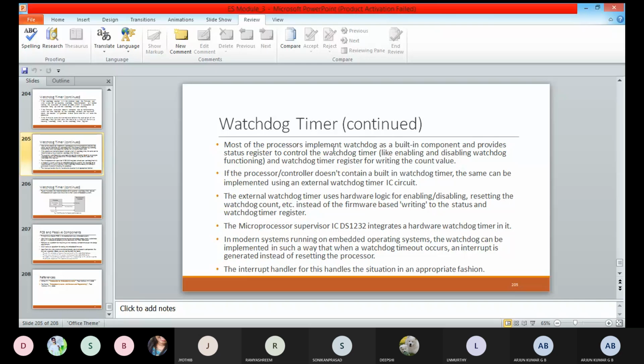And then we can see this one, the block diagram for the watchdog timer, how to synchronize and connect it with the microcontrollers. Okay, see, this is a watchdog timer. This is a free running counter.